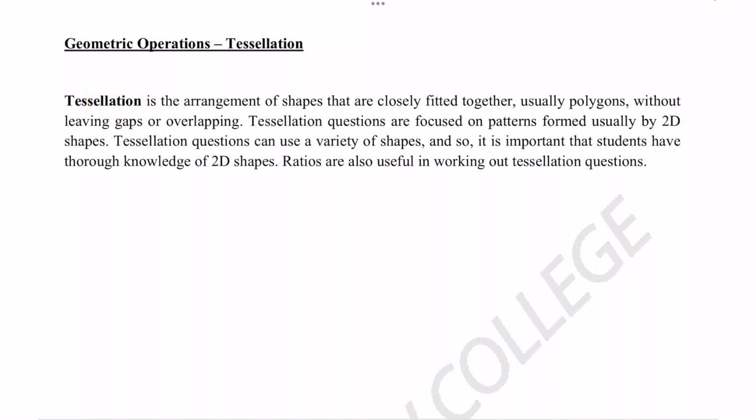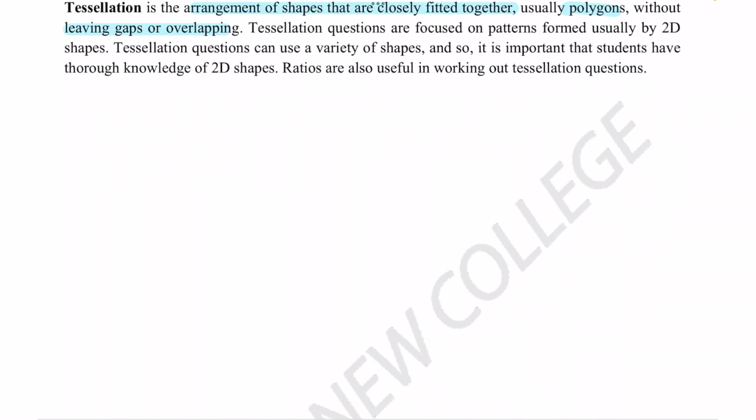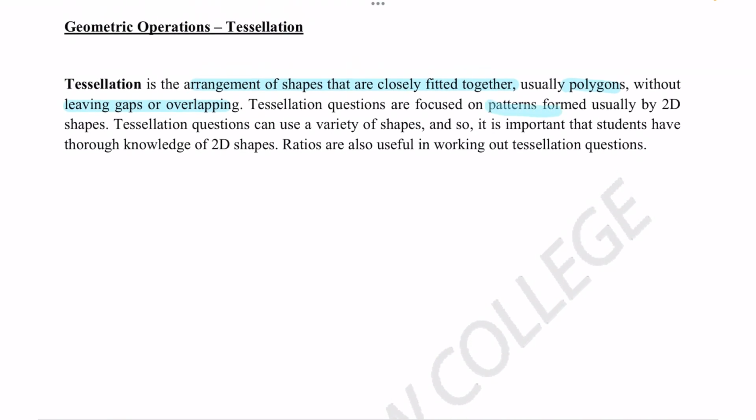Tessellation is the arrangement of shapes that are closely fitted together, usually polygons, without leaving gaps or overlapping. Tessellation questions are focused on patterns formed usually by 2D shapes. Tessellation questions can use a variety of shapes, and so it is important that we have thorough knowledge of 2D shapes. Ratios can also be useful in working out tessellation questions.